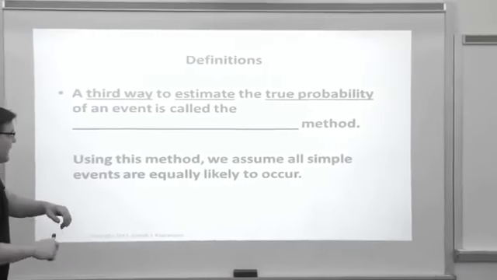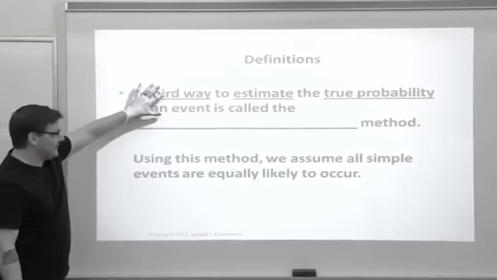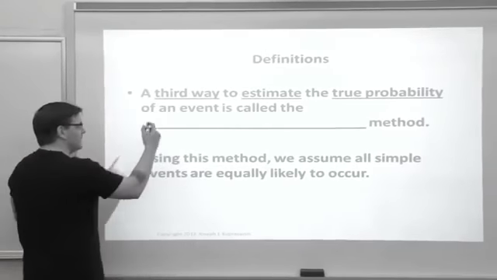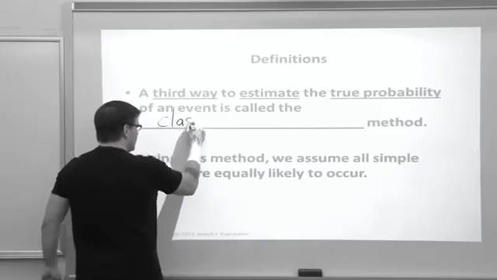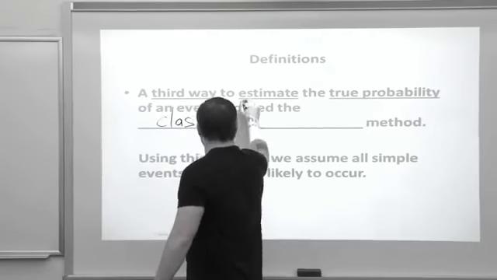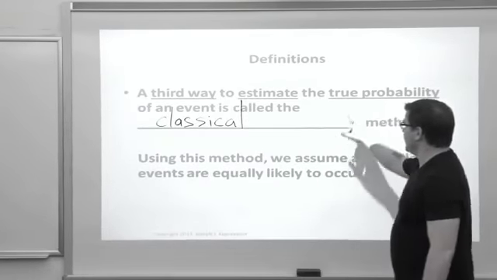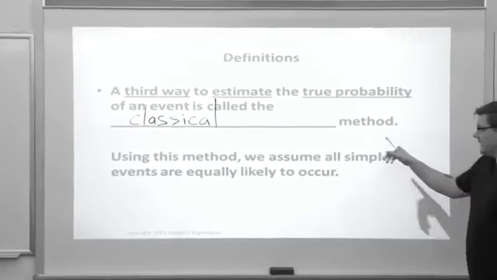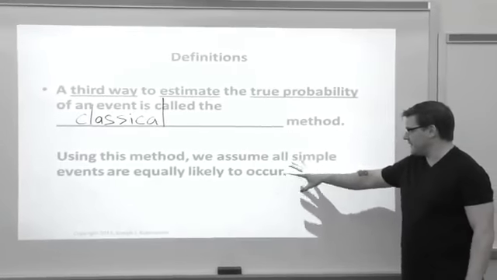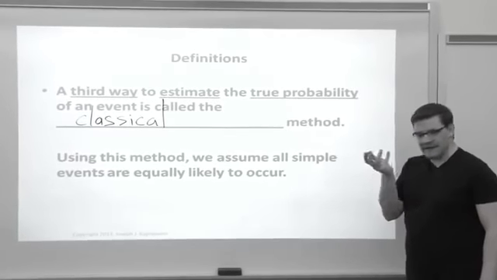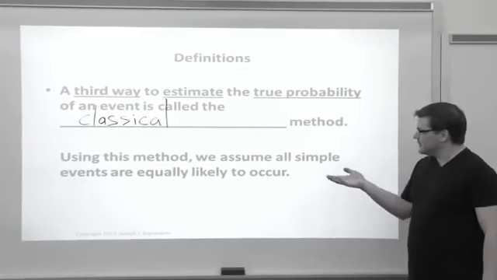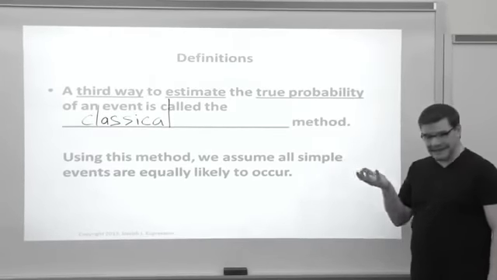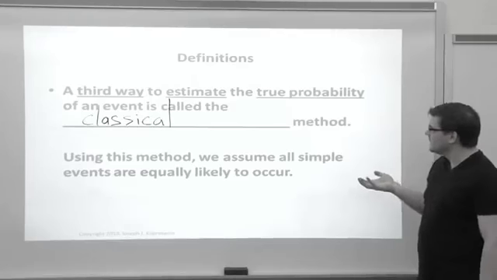One last way, and then we'll wrap up this video. There's a third way to estimate probabilities, and that's what's called the classical method. Using this method, we assume every outcome is equally likely. Using the classical method, you assume all outcomes of the simple events are equally likely to occur.